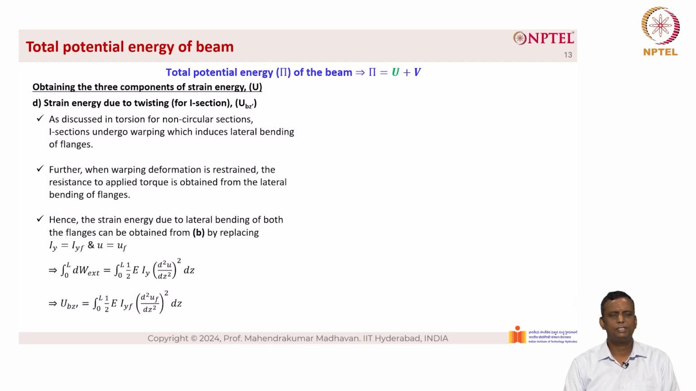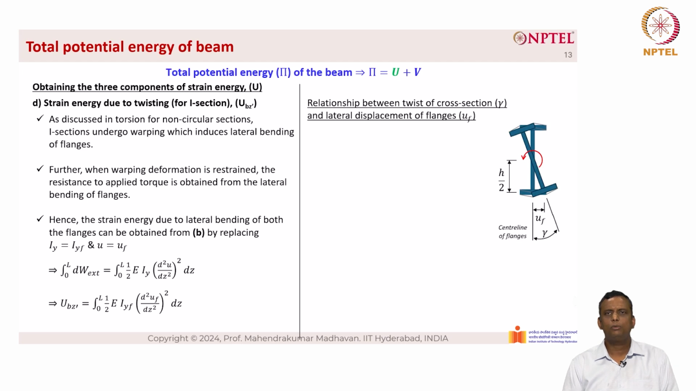So U_bz' equal to the integral from 0 to L/2 of E I_yf into (d²u_f/dz²) the whole squared into dz. Now let us find out the relationship between the twist of the cross section gamma and the lateral displacement of the flanges u_f.